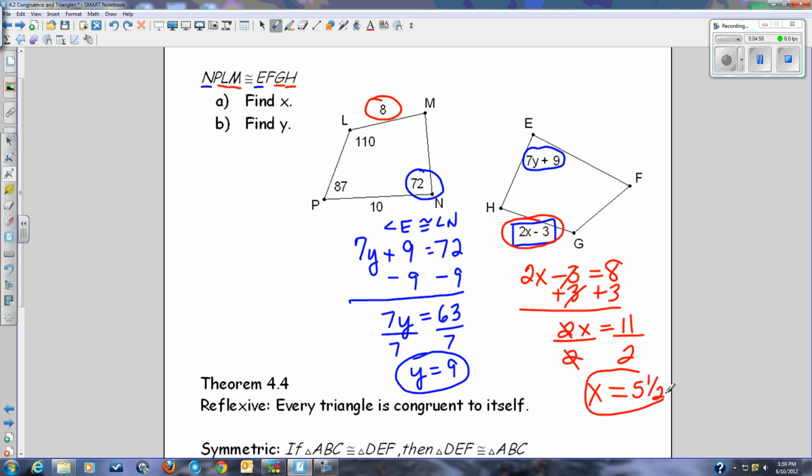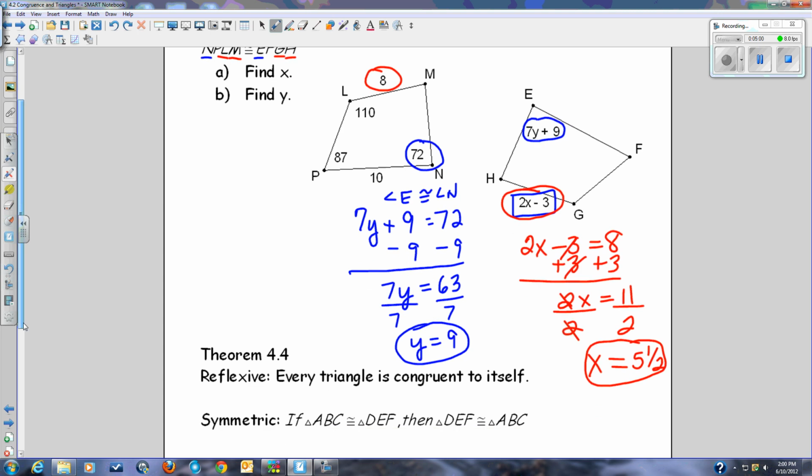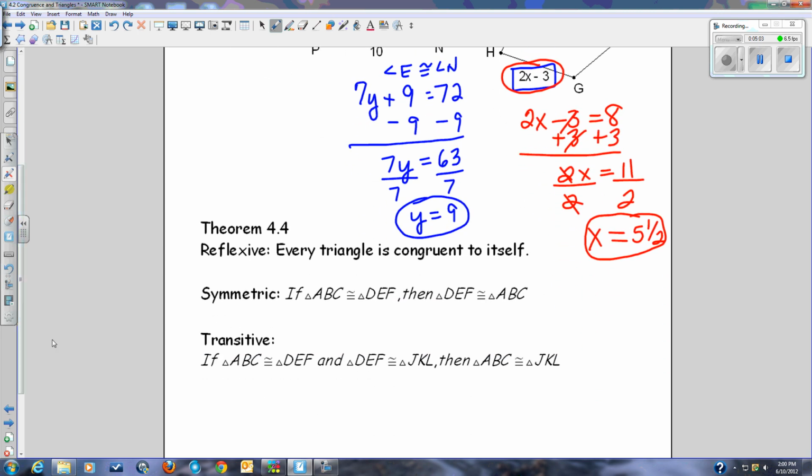Moving on, a couple of new theorems. Theorem 4.4. Reflexive property. Every triangle is congruent to itself. The symmetric property. If triangle ABC is congruent to triangle DEF, then triangle DEF is congruent to triangle ABC. We're just reversing which one comes first.